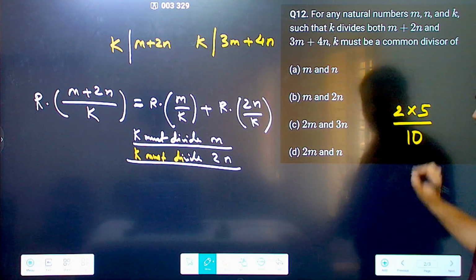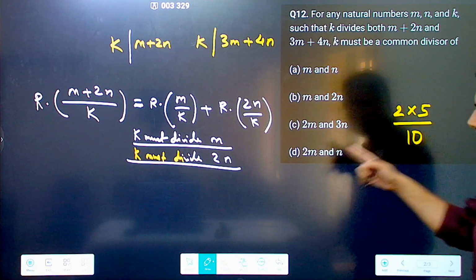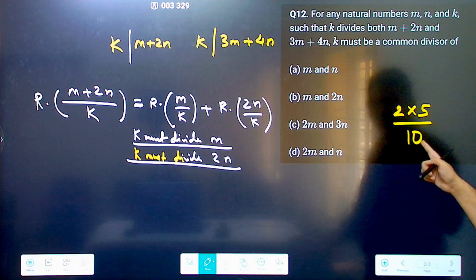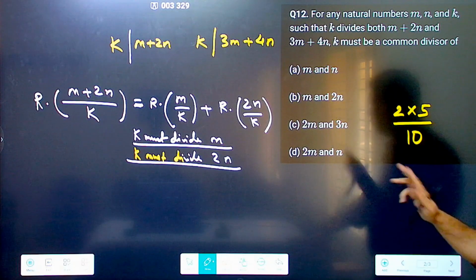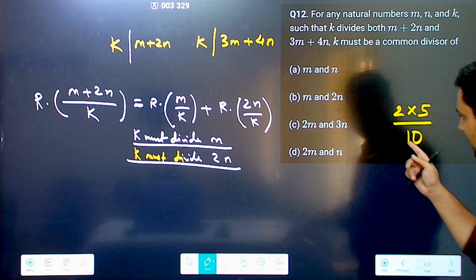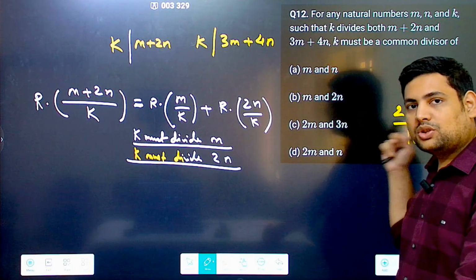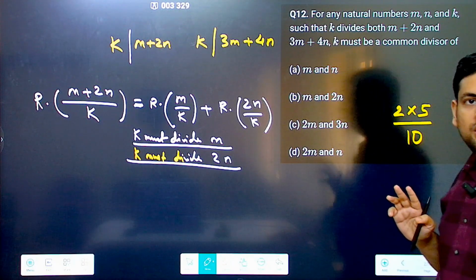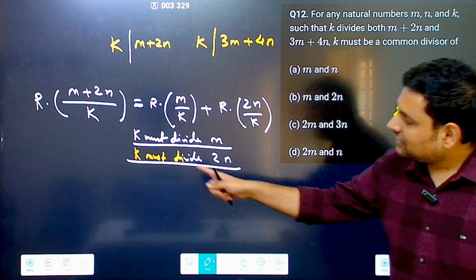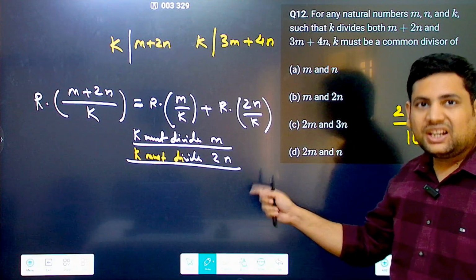is 10. Correct? So is k dividing n? So is 10 dividing 5? No. Correct? 10 is a much bigger number, but the multiplication of them, that is 2 into 5, is divisible by 10. Correct? So that means I can say that k divides 2n. I cannot say k divides n.